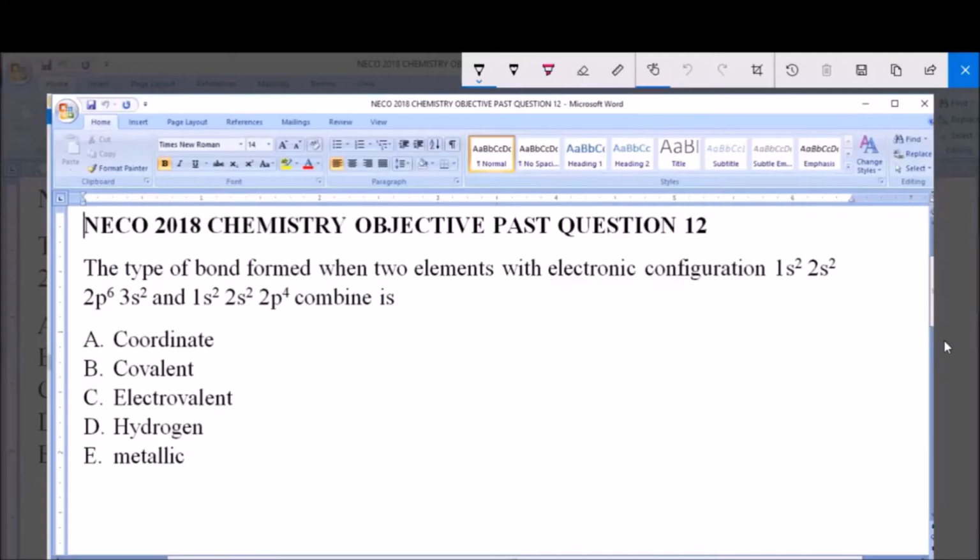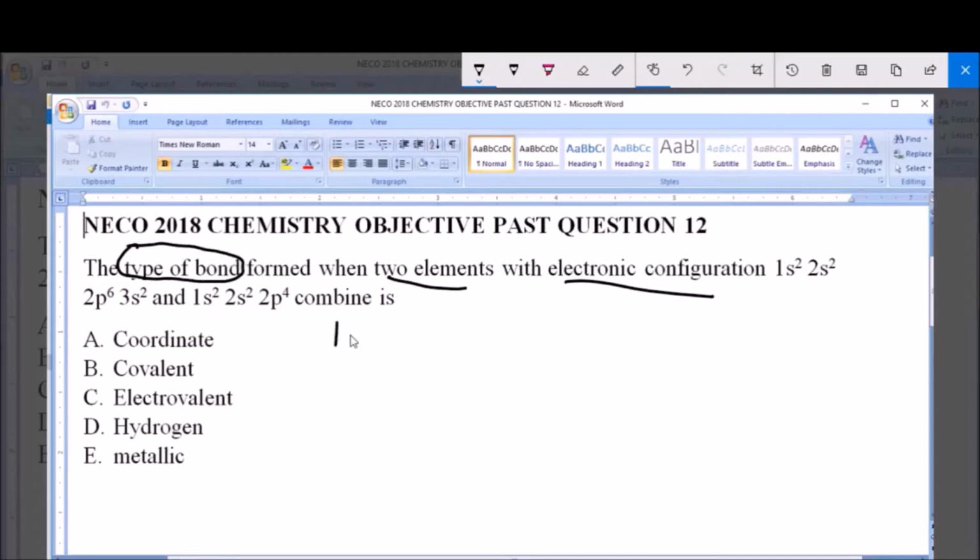Hello and welcome. I will be answering NECO 2018 Chemistry Objective Past Question 12. The type of bond formed when two elements with electronic configuration 1s2, 2s2, 2p6, 3s2, and 1s2, 2s2, 2p4 combine is: A, coordinate; B, covalent; C, electrovalent; D, hydrogen; E, metallic. So you are given the electronic configuration of two elements, and you are asked to deduce the type of bond that will be formed between those two elements.